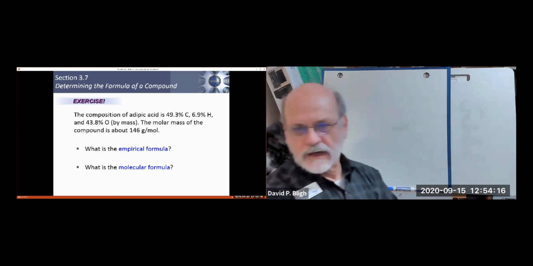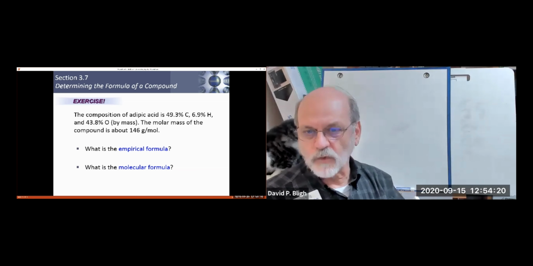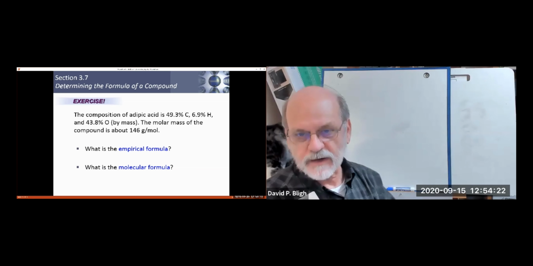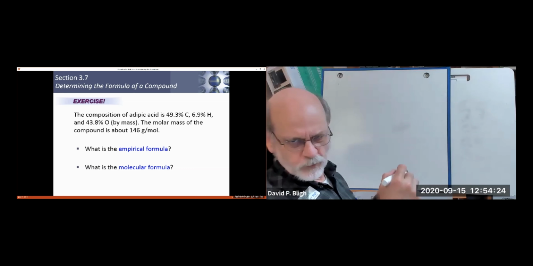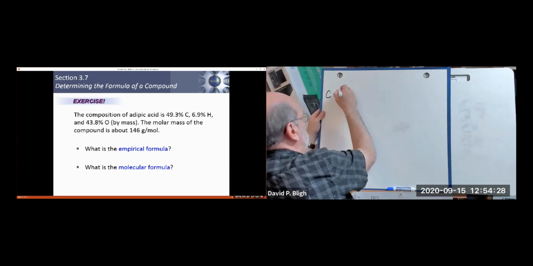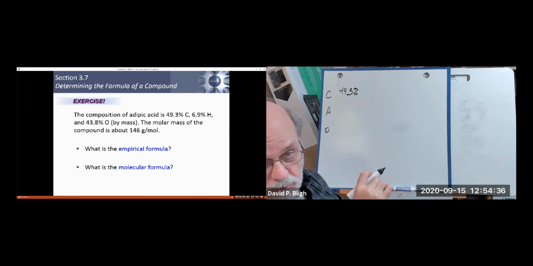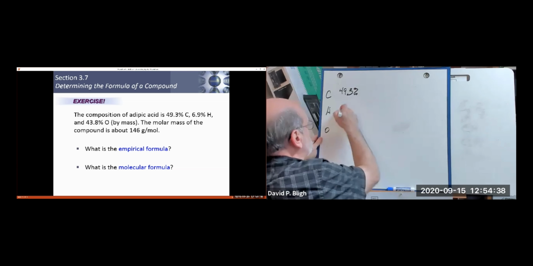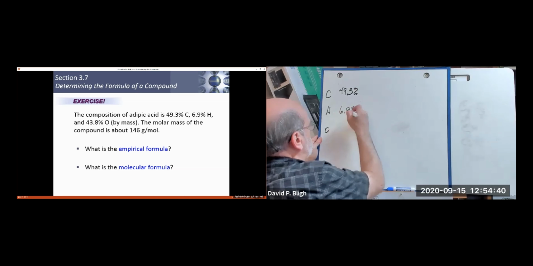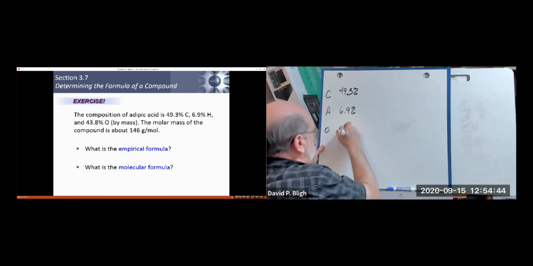Here we have carbon, hydrogen, oxygen. So this is a perfect setup for Henry Ford. Set up your assembly line. Carbon at 49.3%. Here's carbon. Okay, hydrogen and oxygen. And hydrogen is 6.9%. And 43.8% oxygen.